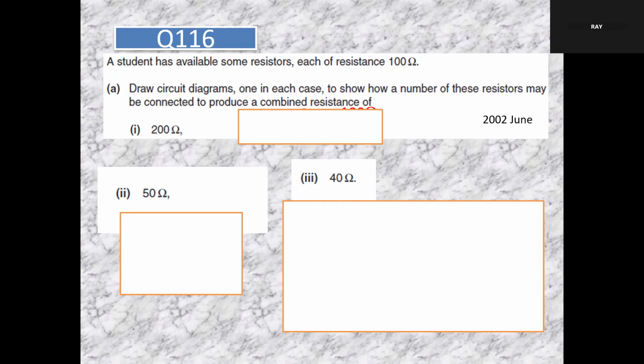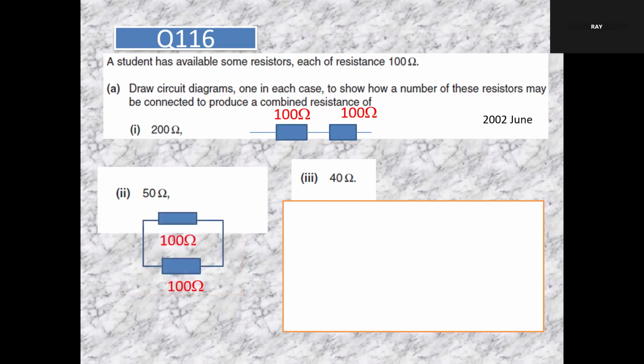How will you get 200 ohm? Just two resistors combined in series, 100 ohm each, add it up is 200 ohm. How about getting 50 ohm? Parallel. How about 40 ohm?